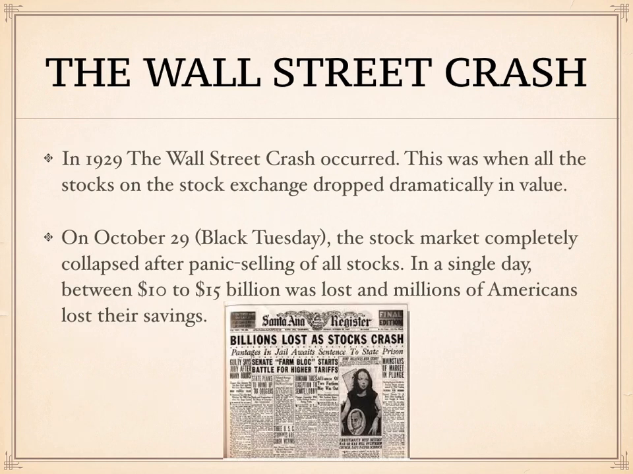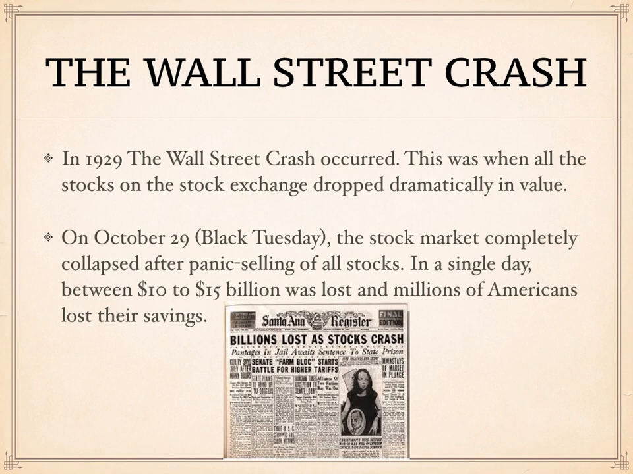Probably the single biggest thing to really set this chain of events in motion was the Wall Street crash. So in 1929, the Wall Street crash occurred. Wall Street, of course, is in New York, in America, and this is when all the stocks in the stock exchange dropped dramatically in value. So on October 29th, Black Tuesday, the stock market completely collapsed after panic selling of all stocks. And in a single day, between $10 to $15 million was just wiped out, lost.